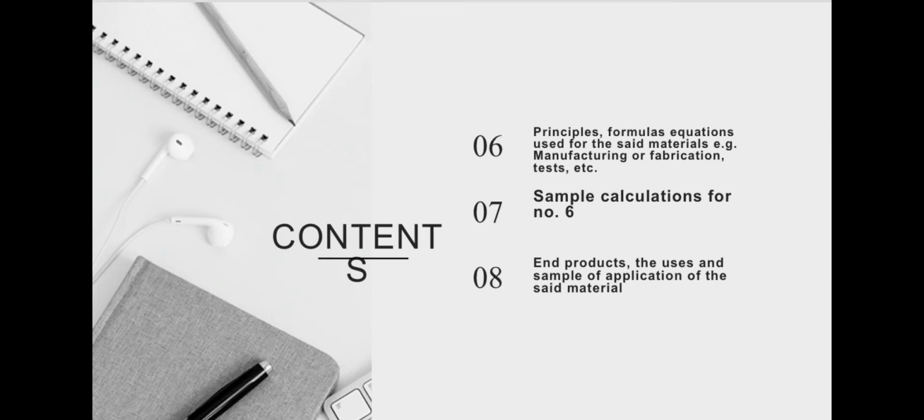Number 6, principles, formulas, equations used for the said materials, for example manufacturing or fabrications, tests, etc. Number 7, sample calculation for number 6. Number 8, end product, the uses and sample of the said application.